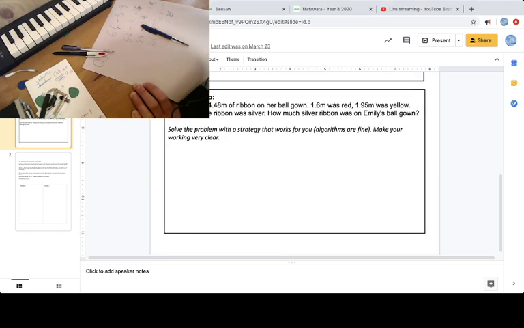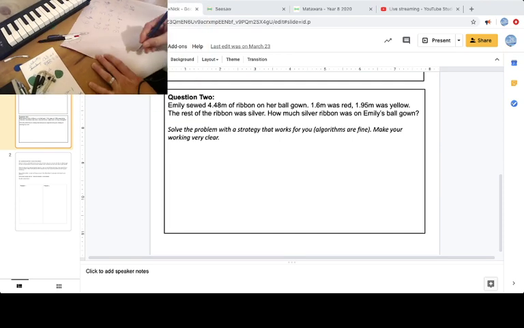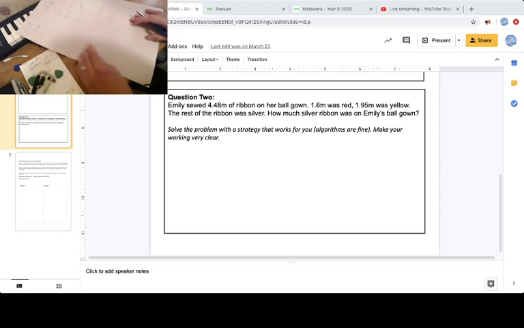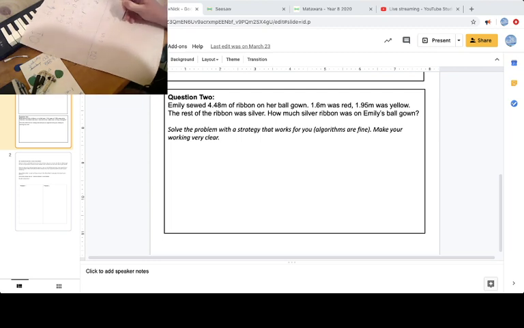Question 2. So, we'll read it first, I'll write down the key information, then I'll make my writing bigger again, because I realised that would make life easier. Question 2. Emily has 4.48 metres of ribbon. 1.6 is red, 1.95 is yellow, the rest was silver.